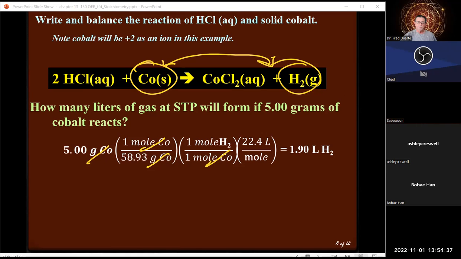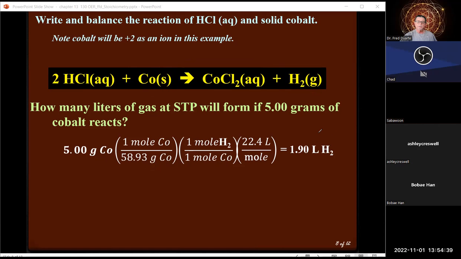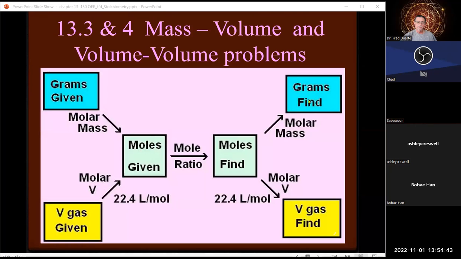Okay, and so let me clarify. We are going back to the flow chart. We are here. We were given grams, then moles, ratios, moles, volume. So we went in this direction. Okay, I was directing you here to the bottom left, my mistake.